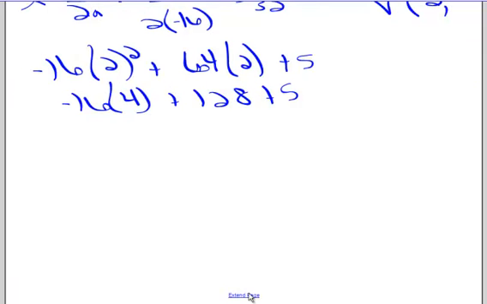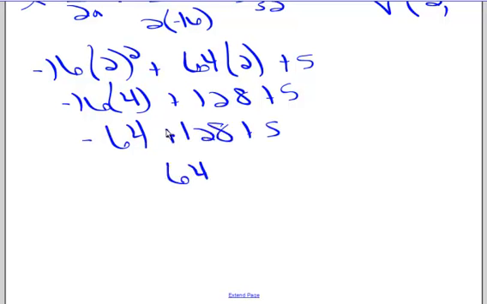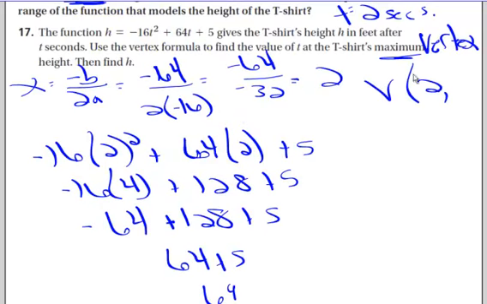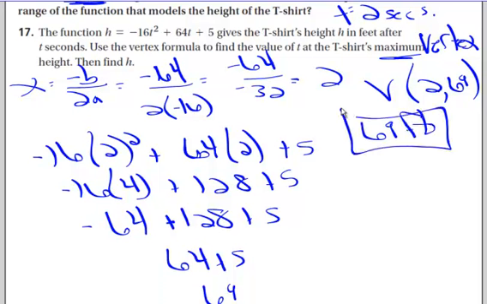Let's get a little more room here. Alright, what do we got? Oh, negative, look at that. Negative 64 plus 128 plus 5. So we get 64 plus 5, so 69 feet. So the vertex is 2 and 69. So the second part, what's the highest point it's going to reach, is 69 feet. That's how high it's going to go up there.